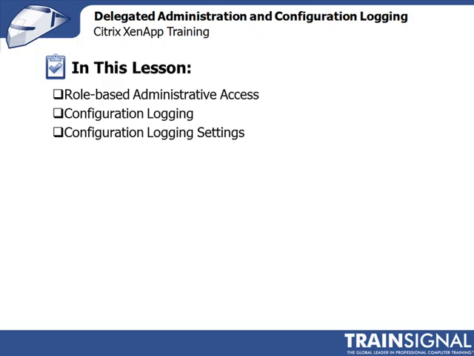Configuration logging is a very helpful and useful tool within the Citrix farm because it tracks every change that is made and logs that change into a database, against which you can then run reports and figure out who made the change, when the change was made, etc. We're going to talk about how you can configure the configuration logging settings and what different types of settings you can have.